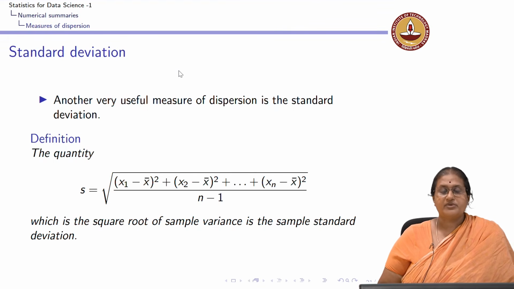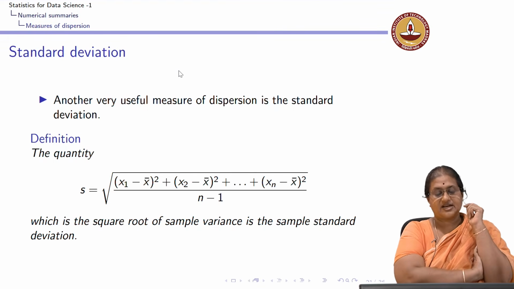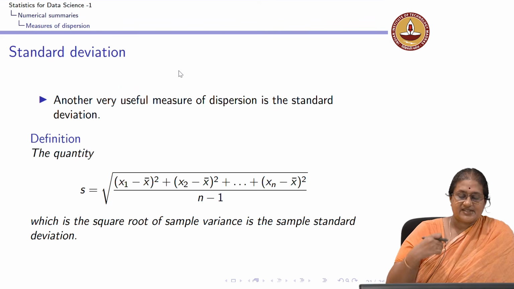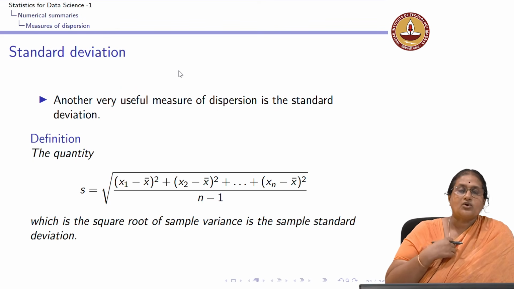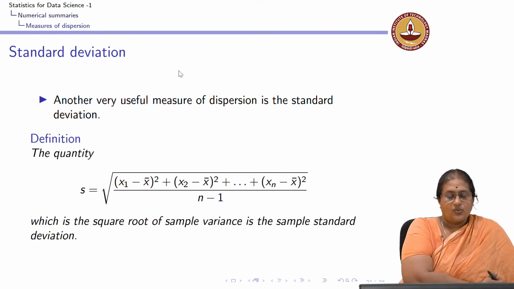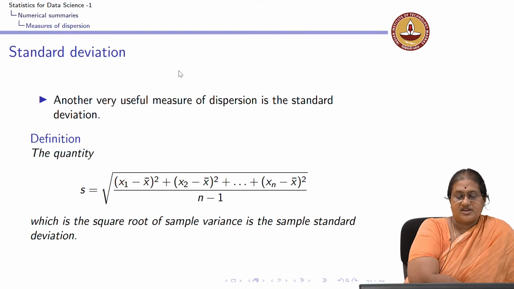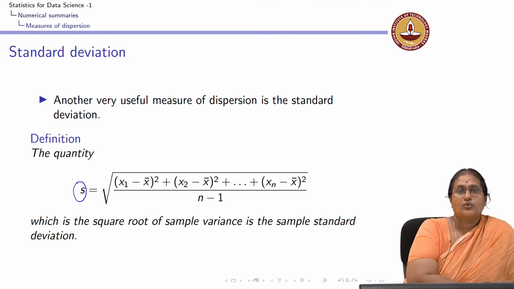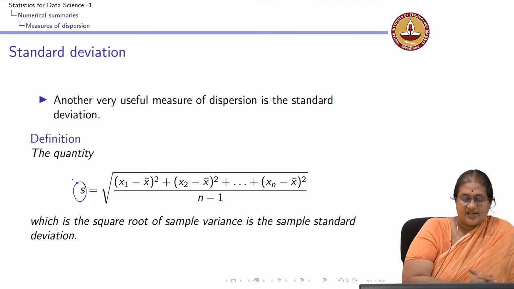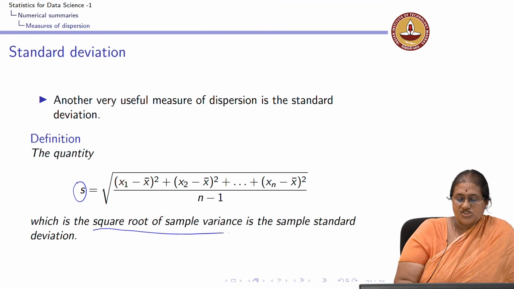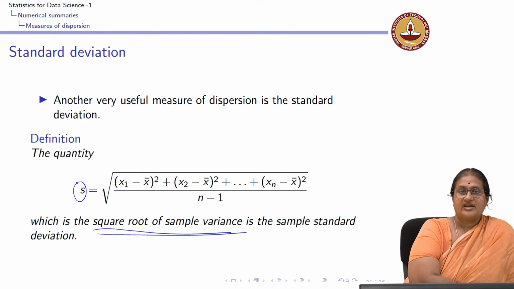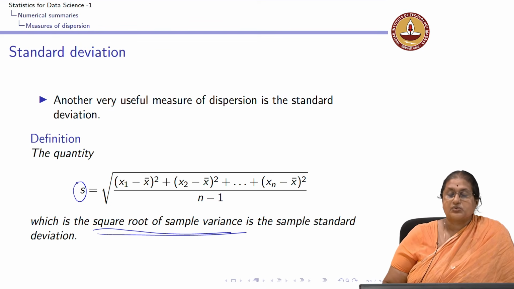Another useful measure of dispersion is the standard deviation. The standard deviation is nothing but the square root of the variance. Now, why are we interested in the standard deviation? The standard deviation is referred to by the small letter s. So, the standard deviation is the square root of the sample variance. Similarly, I can define the population standard deviation also.